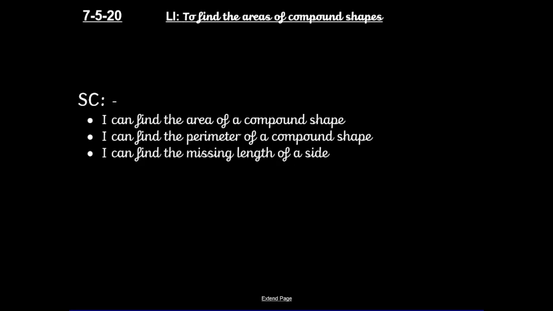Today we are going to be looking at finding the areas of compound shapes. Now remember, a compound shape is a shape made up of more than one shape. So you may find there'll be 2 or 3 different shapes put together to make one final shape. So we're going to find the area of a compound shape, the perimeter of a compound shape, and to find the missing length of any sides.